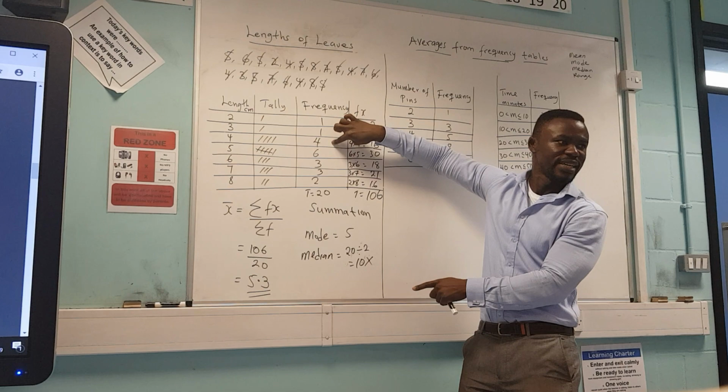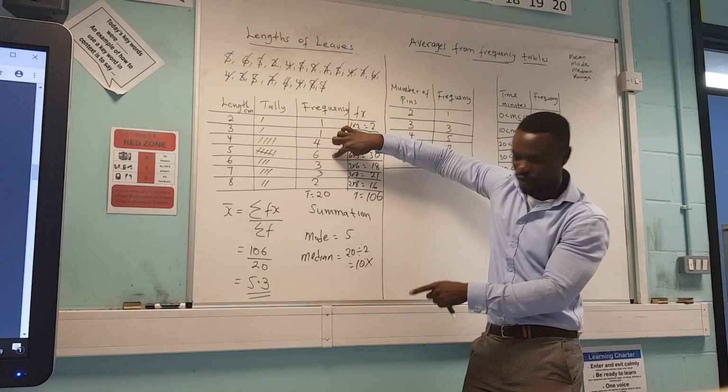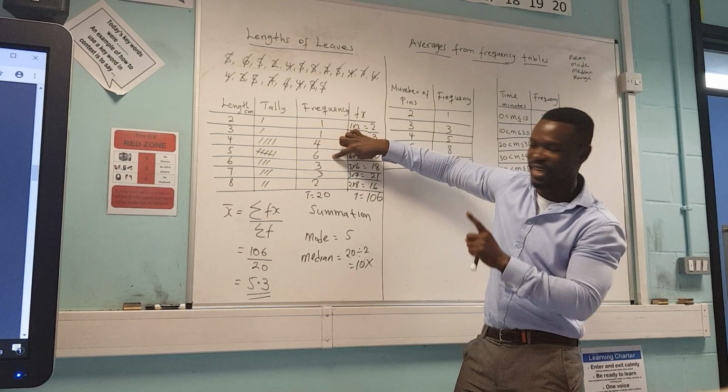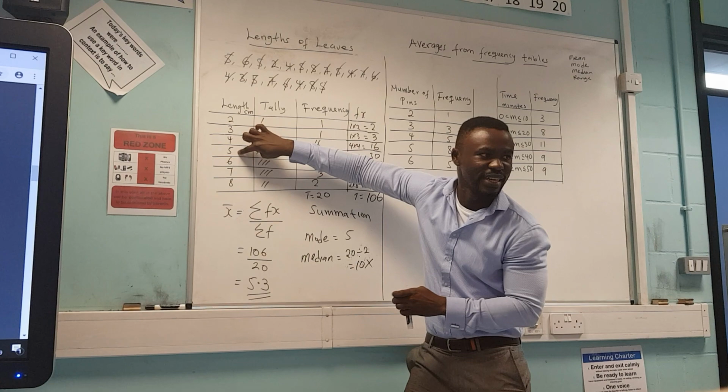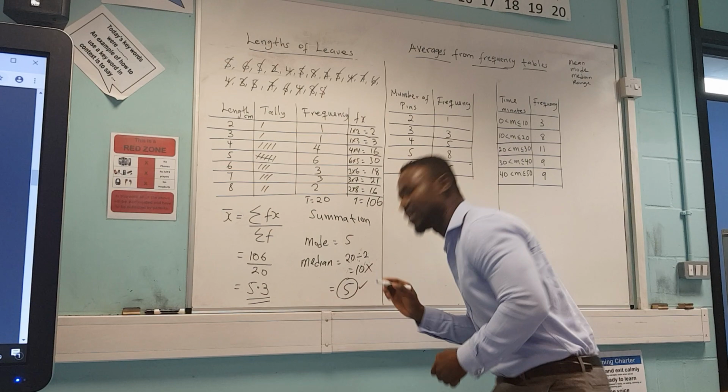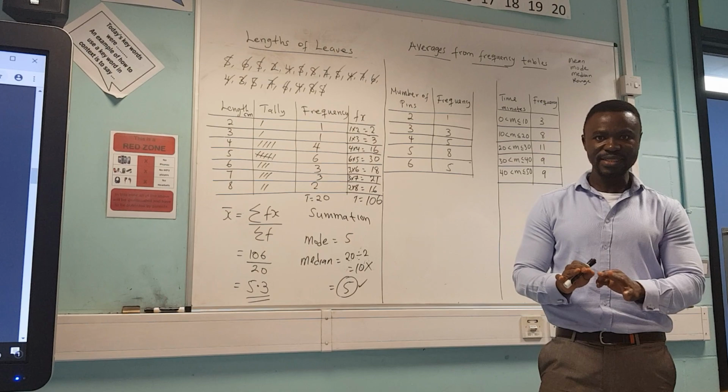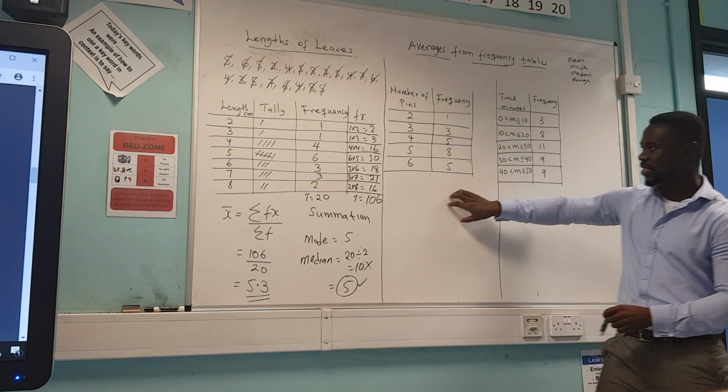6 plus 6 is what? 12. Is that up to 10? Yes, because it's more than what? 10. So it means our median is here. So what is the number there? 5. So it means your median equals 5. And that is the median. That is how we find the median. Make sense? Okay.